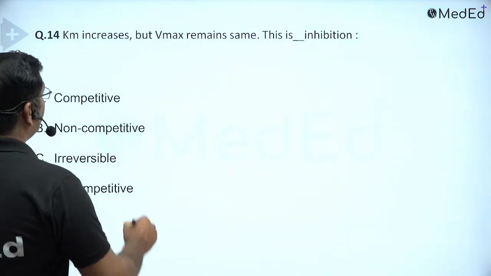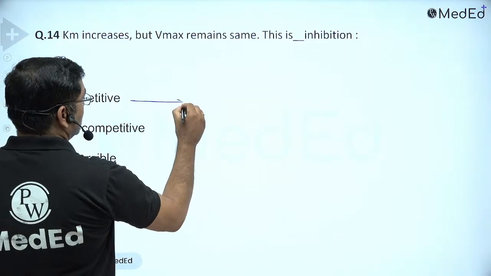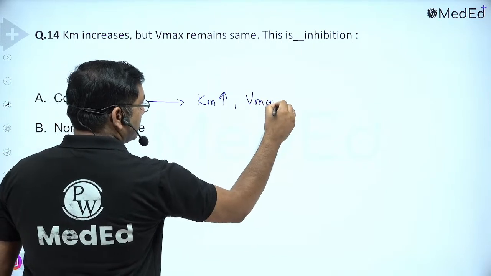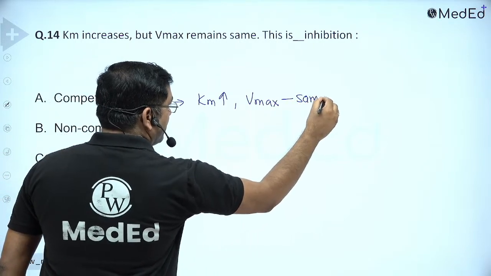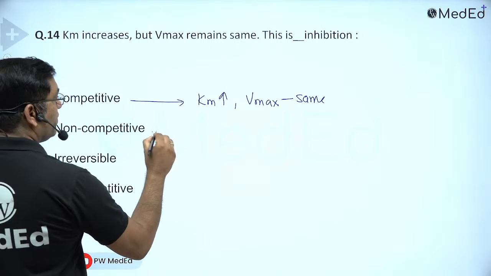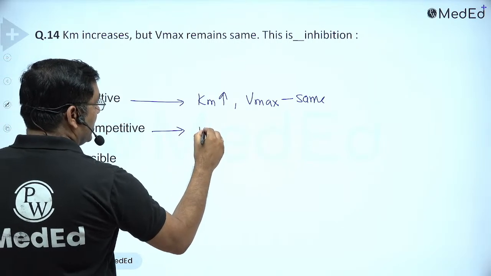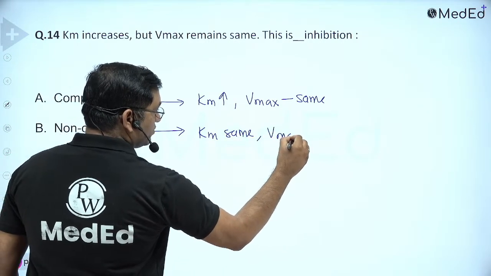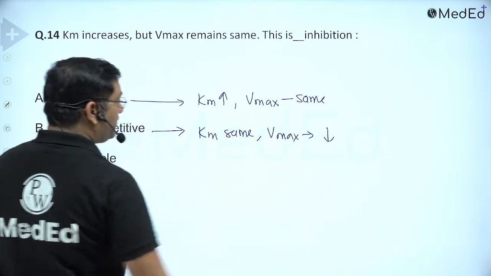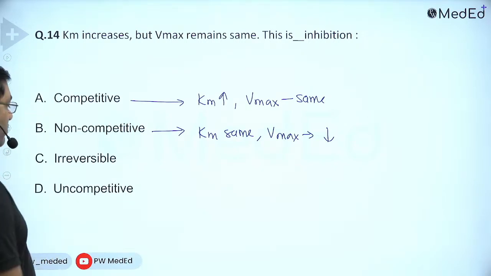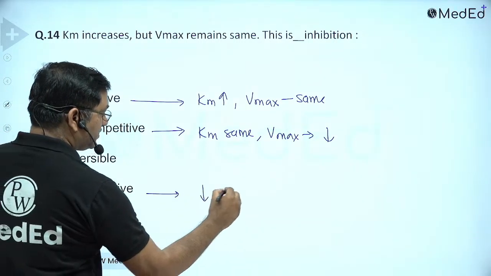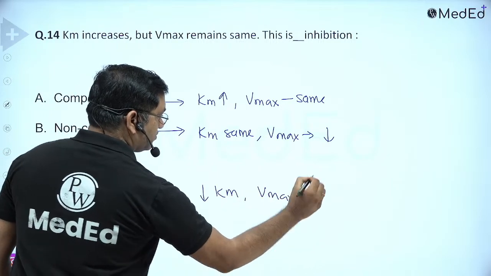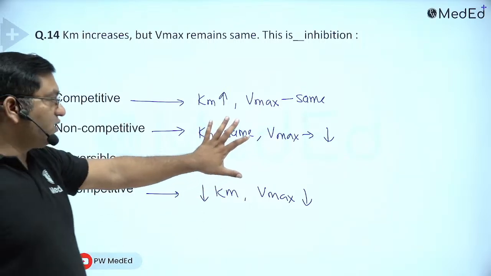Now see, in competitive inhibition, Km increases and Vmax remains same. And in non-competitive inhibition, Km remains same and Vmax gets lowered. In uncompetitive inhibition, both decrease. Km decreases, Vmax decreases. Okay. So try to remember this.